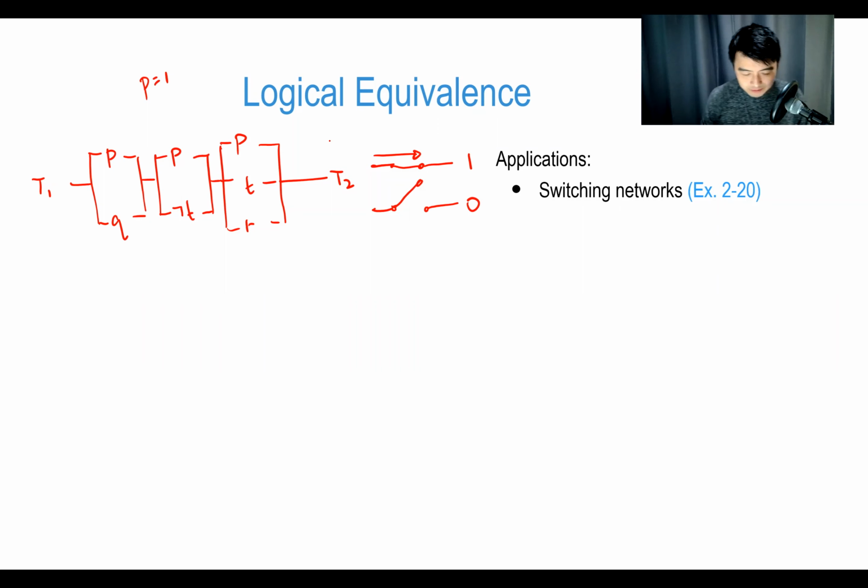But on the other hand, what if P was 0? What if I know that P was already shut off? Is there another answer to this question? Well, I think there is. I can set Q to be a 1. I can set T to be a 0.